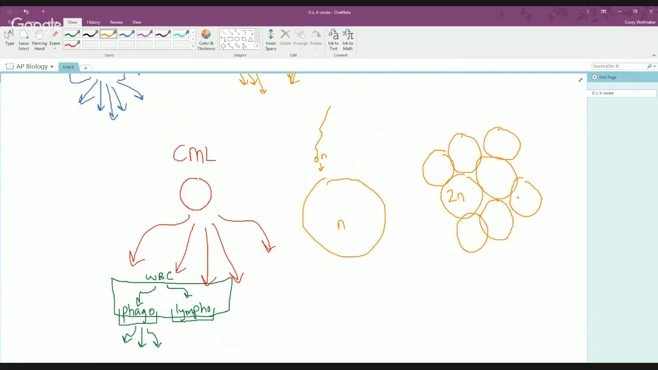Stem cells are made in your bone marrow. Well, you have stem cells all over your body. The stem cell that we focused on for chapter 43 was the hematopoietic stem cell, which, yes, is located in your bone marrow.